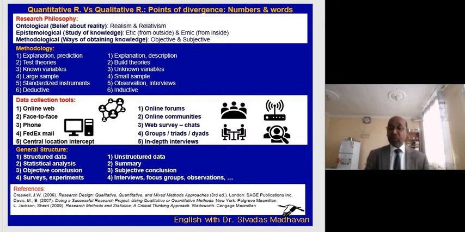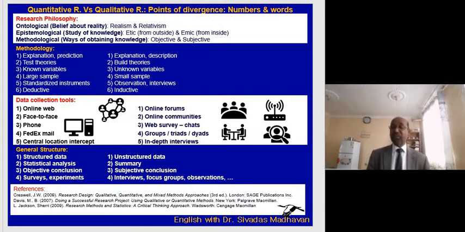And when it comes to epistemology, that is the study of knowledge, it can be either etic or emic. Etic means from outside, and emic from inside. If it is from outside, it will be quantitative. If it is from inside, it will be qualitative. So there will be such differences between quantitative research and qualitative research.